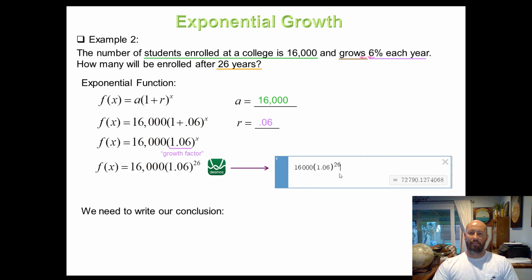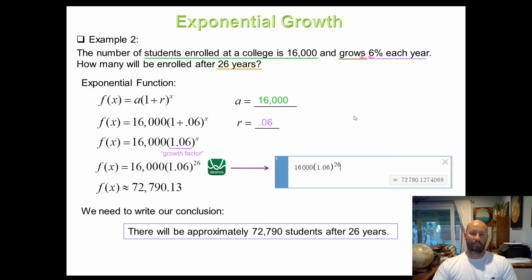Okay, so this is what we get. So 72,790.13, because the 7 is 5 or bigger, so this becomes a 3. And then if we round it to the ones position, we look over here, and it's going to stay at 0. So there'll be 72,790 approximately students enrolled at this particular college in 26 years. Okay, so we do write a conclusion.